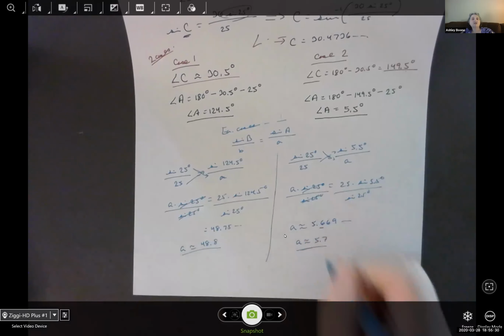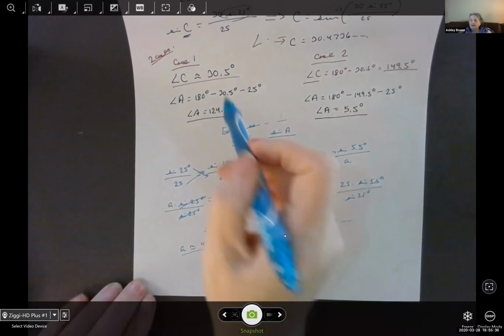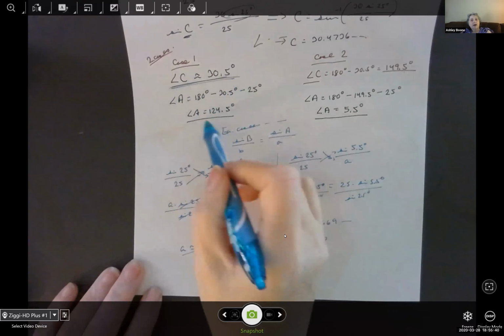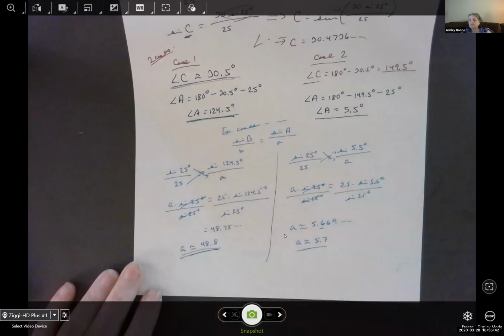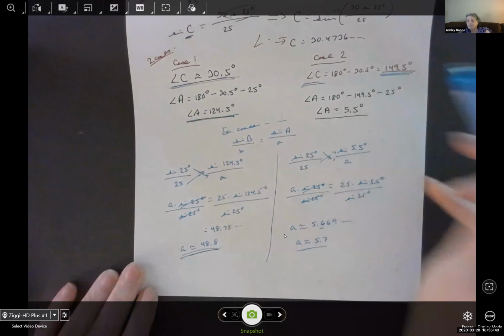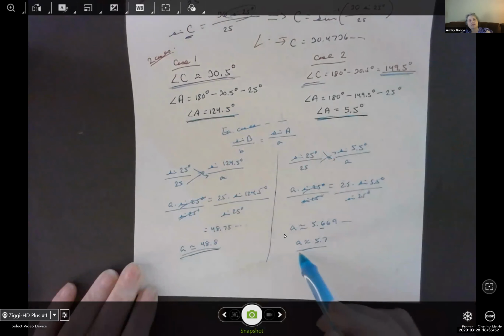So we have our solutions for both cases. Angle C is 30.5 degrees with angle A of 124.5 degrees and side A of 48.8 units. Our second case is also a valid solution. Angle C is 149.5 degrees, angle A would be approximately 5.5 degrees, and side A would be approximately 5.7.